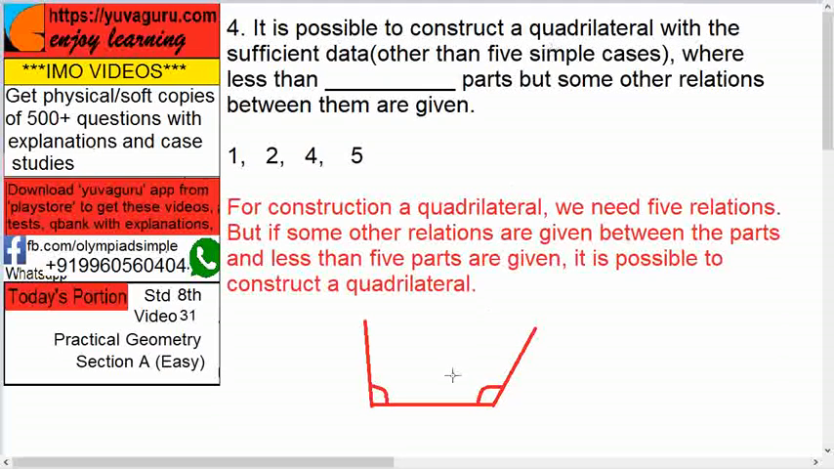But where less than 5 means, suppose something is not given, only 4 are given, then also it can be constructed subject to some other relationship being given. Like suppose the base line is parallel to this upper line, and one relationship is not given, then also you can construct, because you know it's parallel. You will draw one parallel line and cut this. Okay, that is the meaning of this fill in the blank. So the answer is 5 over here.